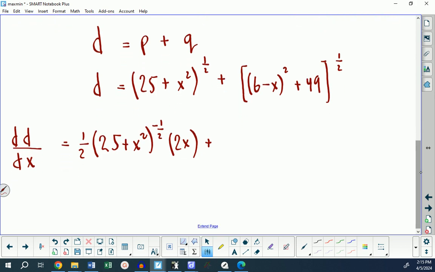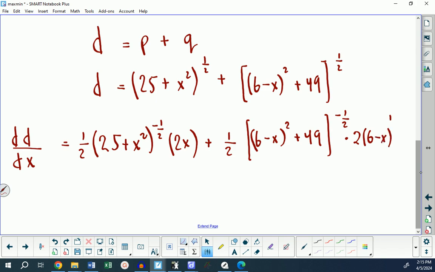I think we're okay. Now I need to differentiate the second term, and this is going to be 1/2 multiplied by the entire base, which stays the same, raised to the negative 1/2, multiplied by the derivative of what's inside, which is 2 times (6 minus x) to the 1 times negative 1, plus the derivative of 49, which is 0.